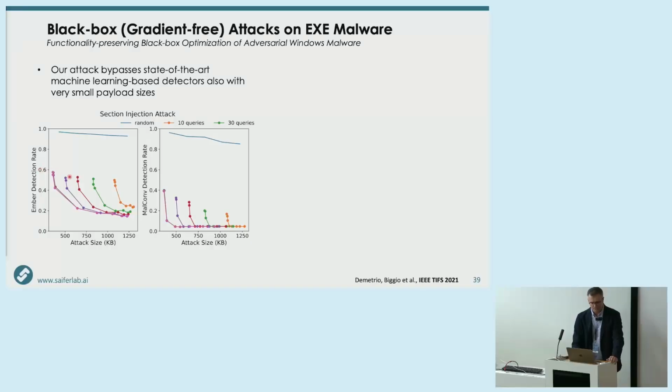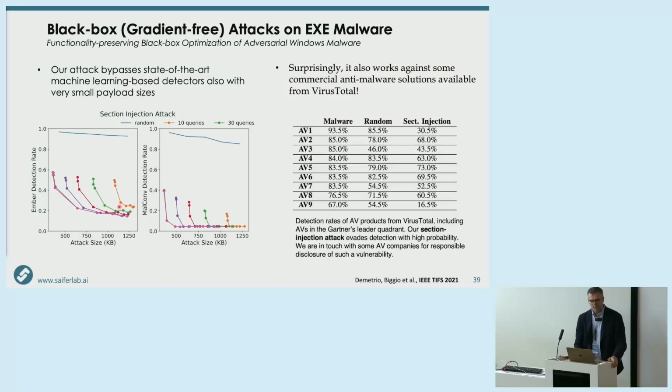Okay? Remember, decision trees are not differentiable, so we don't have a clear definition of gradient in this case. And what happens is that if I increase the number of queries, I can get the same evasion rate by decreasing the size of the payload. So as the attack runs more and more, you can find smaller and smaller payloads that still evade the model. Okay, so that's what you get if you increase the number of queries: smaller byte injection.